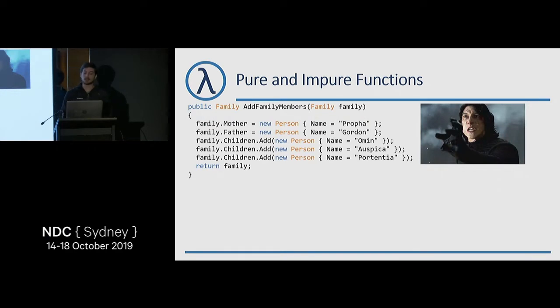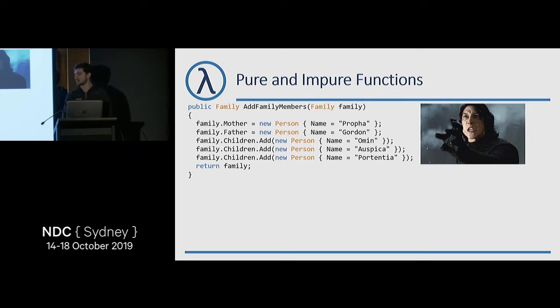So let's look at an example of a classic impure function in C#. This add family members function will take a family and mutate the mother and father properties on it. It also mutates the children list on the family to add a few extra children. It then returns the same family object as was passed in, probably to help with some sort of fluent style syntax. Unfortunately, this makes it look like it might return a new family, but you're not really sure. You'd have to look at the implementation to see that it actually doesn't. It just returns what you passed it, but it's mutated it.